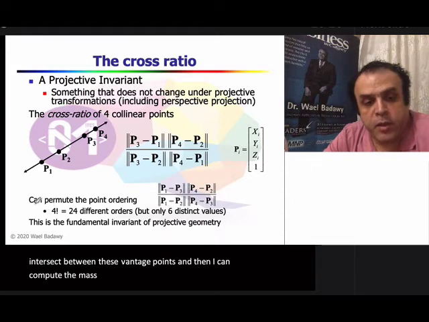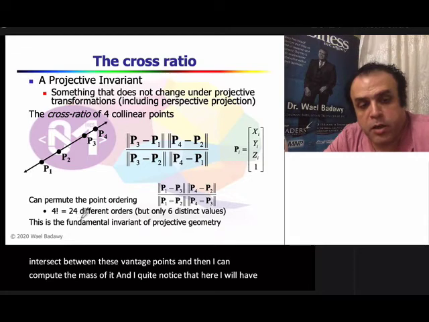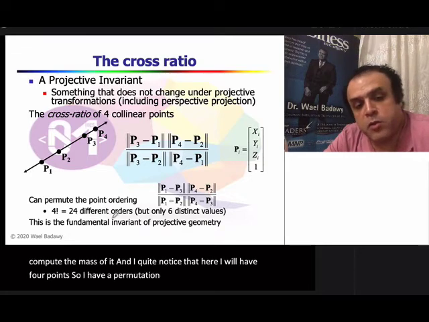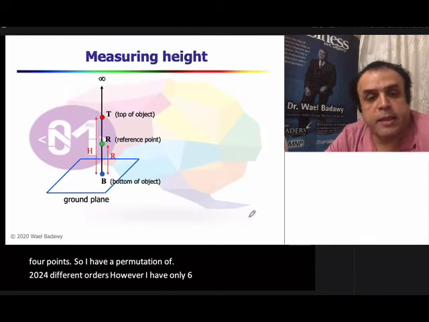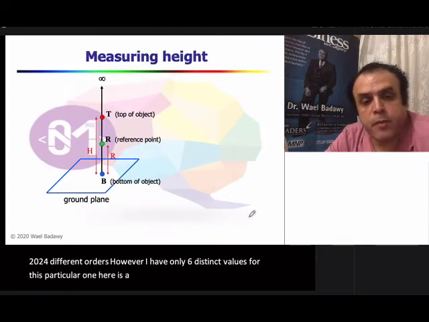And I quite notice that here I will have 4 points, so I have a permutation of 24 different orders. However, I have only 6 distinct values for this particular one. Here is the measuring of the heights.